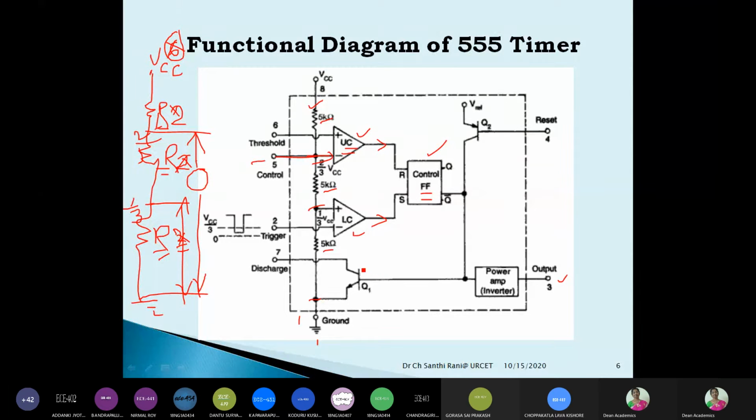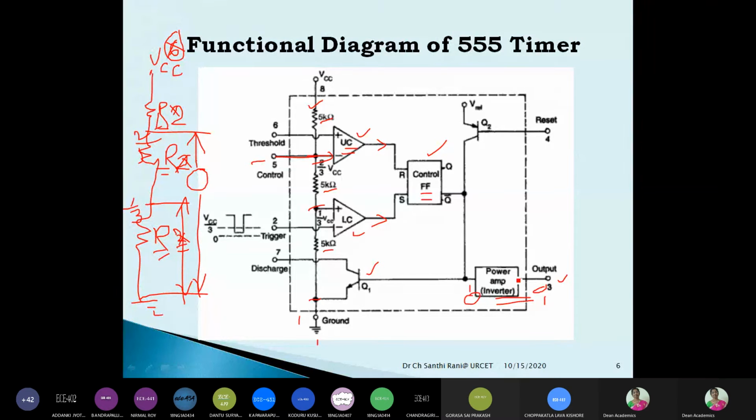So we'll see this transistor Q1 simply acts as a switch, and this is used as a buffer. We'll come across these two transistors later. Now, if you observe the output of the control flip-flop, Q bar is connected to the output through a power amplifier or an inverter, right? So let us consider it as an inverter. What is the function of an inverter? If you give input 1, it will give output 0. If you give input 0, it will give output 1.